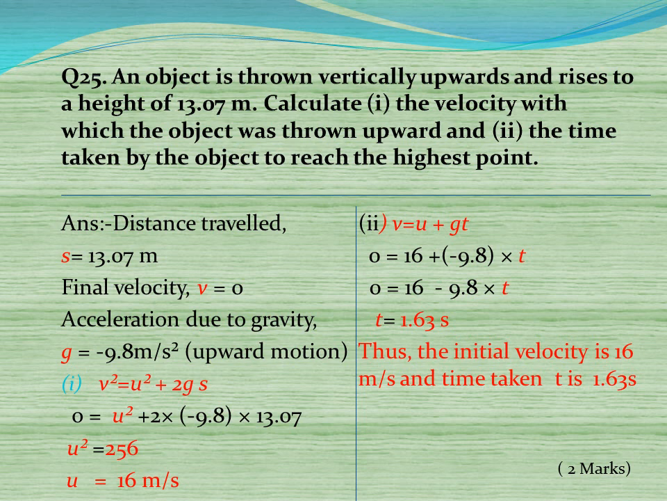0 equals u squared plus 2 into minus 9.8 into 13.07. So u squared equals 256. u equals 16 meter per second. 2. v equals u plus gt. 0 equals 16 plus minus 9.8 into t. 0 equals 16 minus 9.8 into t. So t equals 1.63 second. Thus, the initial velocity is 16 meter per second and time taken t is 1.63 second.